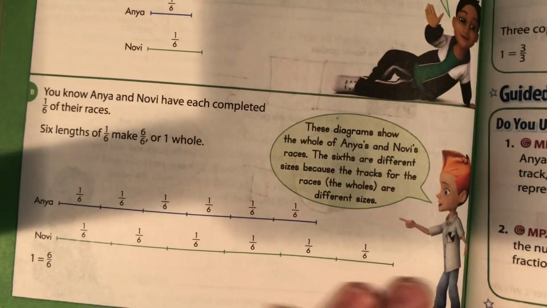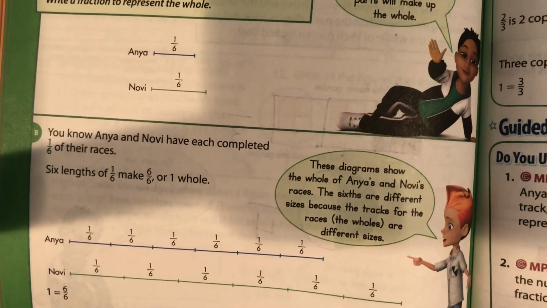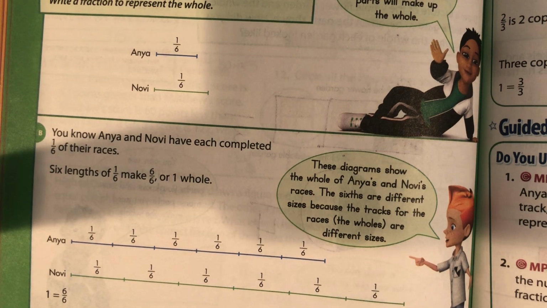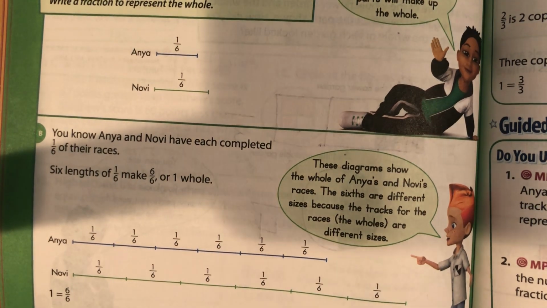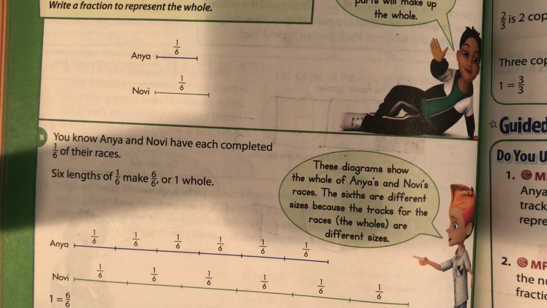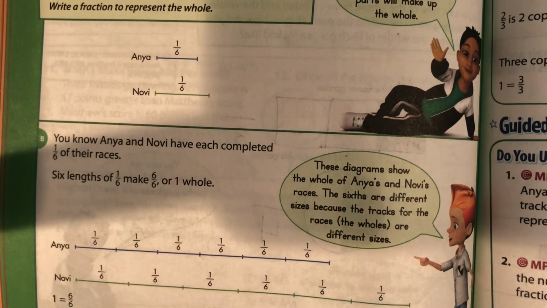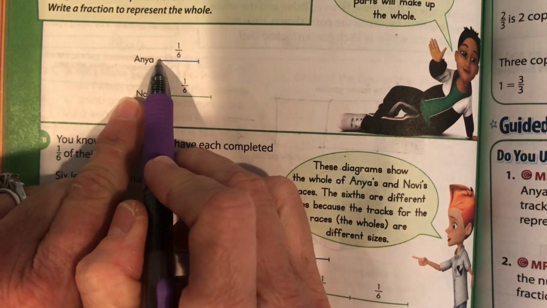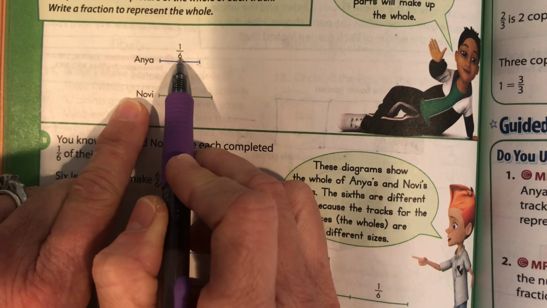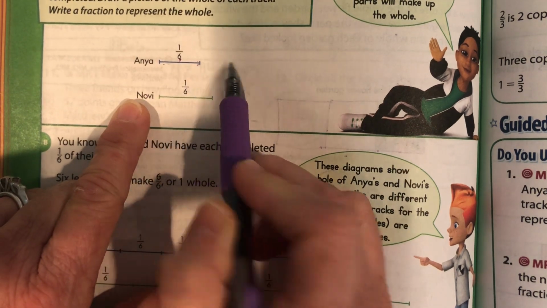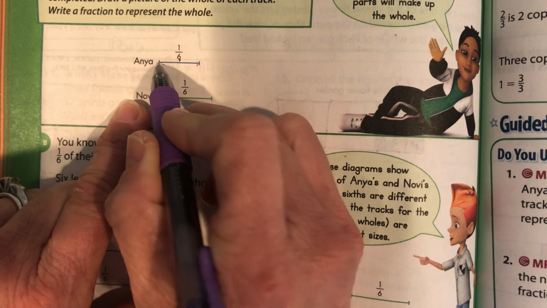Okay. Now, this is tricky, okay, because you need a ruler to do it. But when you watch the video, they kind of did a good job on it on the video, the Pearson video that you watched, okay? So Anya and Novi are running in different races. The diagrams below show how much of their race each runner has completed. Draw a picture of the whole track, write a fraction to represent the whole. Okay, so again, we know this is 1/6, okay? There's 6 parts total, we're seeing 1, so there must be 5 more sections over here, okay? But without a ruler, it's gonna be a little hard.